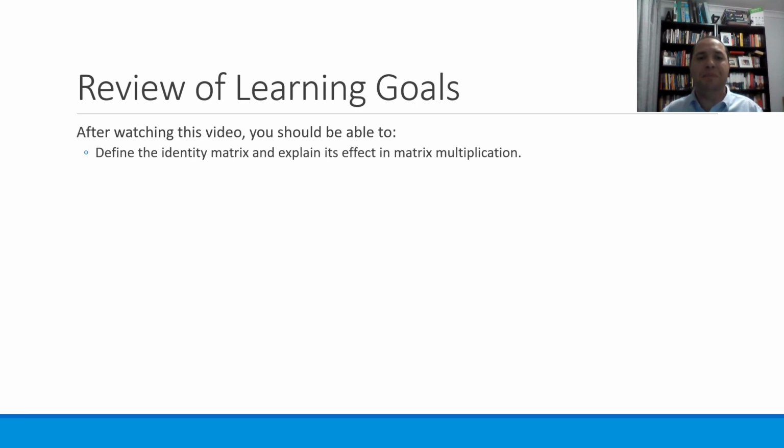So after watching this video, you should be able to define the identity matrix and explain its effect in matrix multiplication.